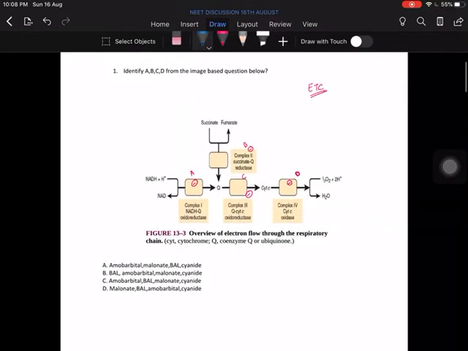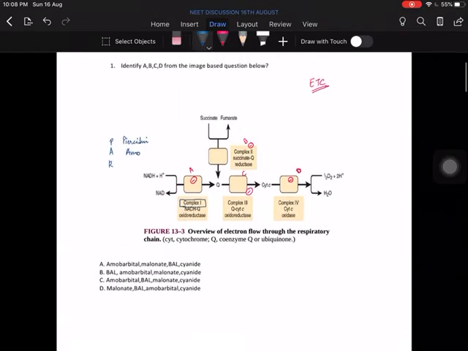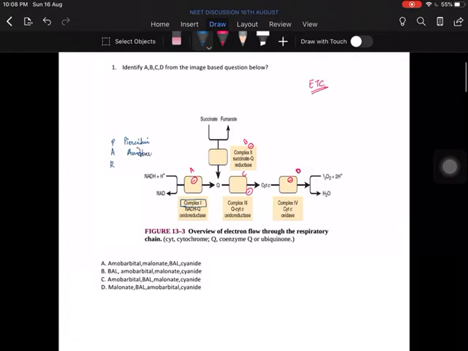So let's see. So the complex A, the first complex is inhibited by few compounds which the mnemonic is PAR. One is pyridine, amobarbital, okay, and rotenone.